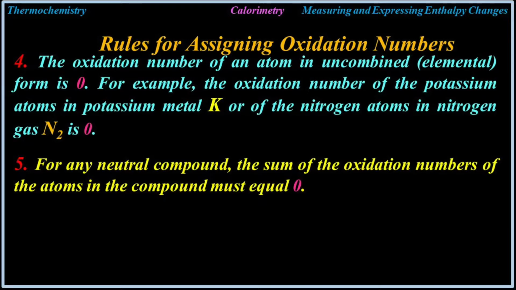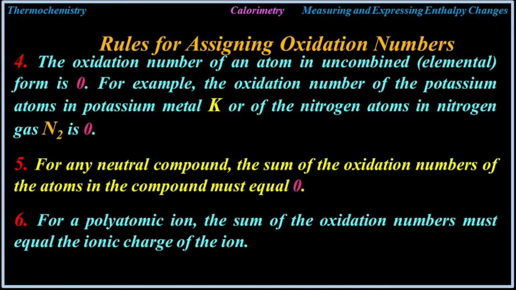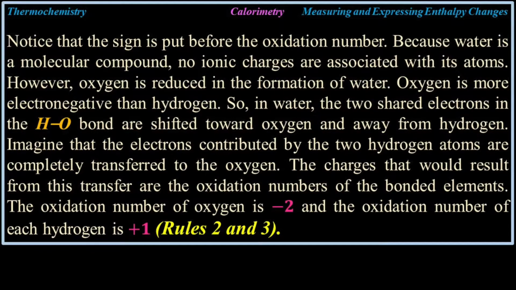And in the case of a polyatomic ion, the sum of the oxidation numbers would be equal to the charge of the polyatomic ion. So phosphate is -3. So the phosphorus and the oxygen would all equal -3 if you added it all up. For a polyatomic ion, the sum of the oxidation numbers must equal the ionic charge of the ion. Sounds like I just said that. Excellent. Notice that the sign is put before the oxidation number.